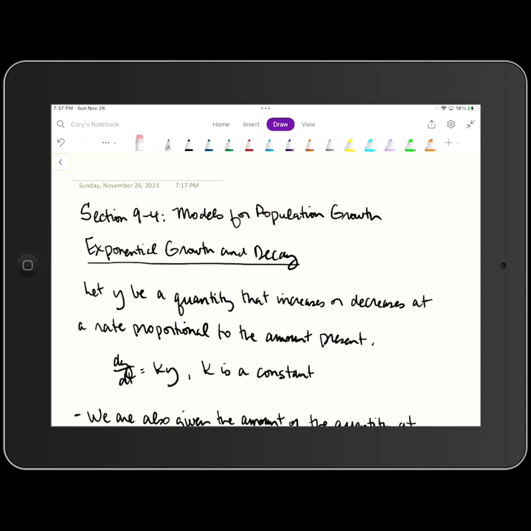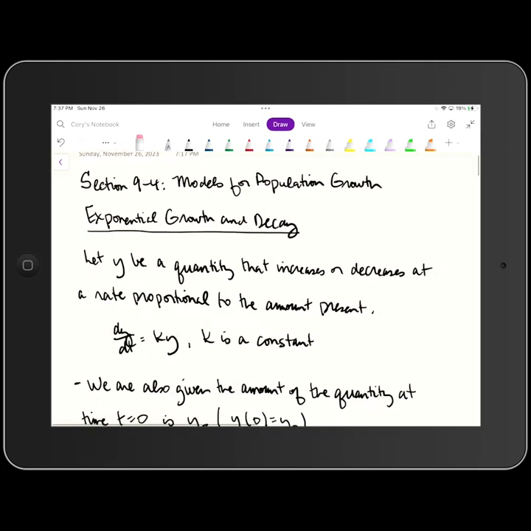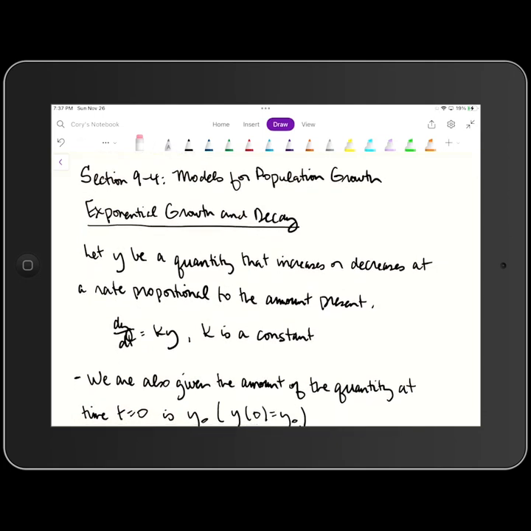Okay, so as far as exponential growth and decay goes, we are going to let y be a quantity that increases or decreases at a rate proportional to the amount present, which means we can write that as a differential equation. dy/dt is equal to k times y, where k is a constant.